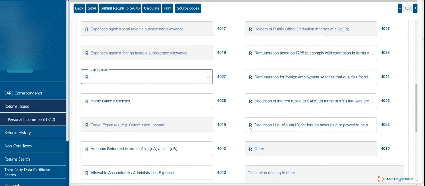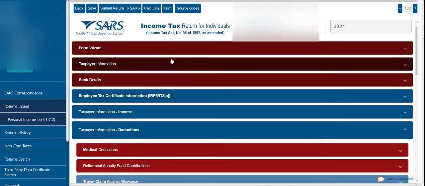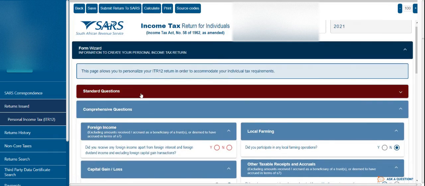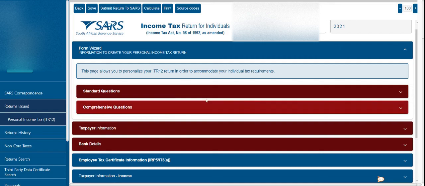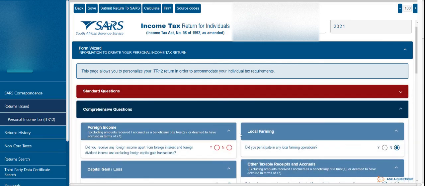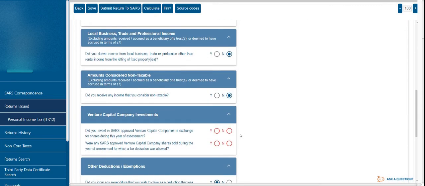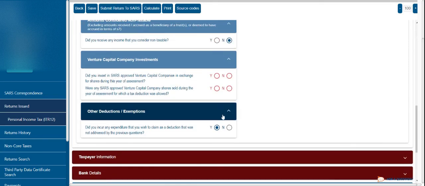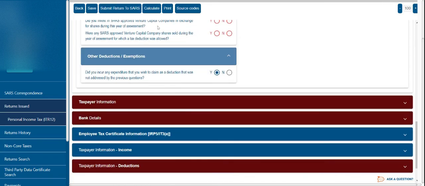Just read through the questions, but the main thing to take into account is under the form wizard to read through the standard questions, tick yes or no, and then that last one, tick yes, and then the comprehensive question block will open and you'll be able to answer these questions, to be able to fill in things on your tax return.